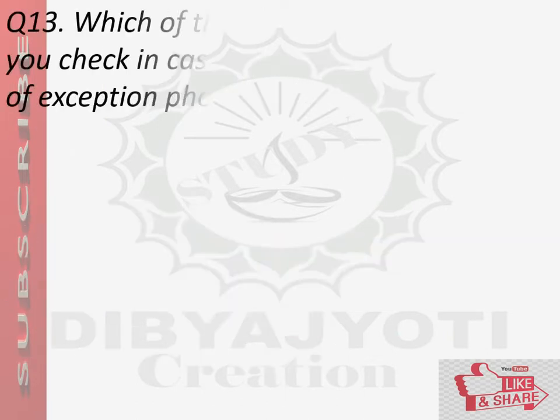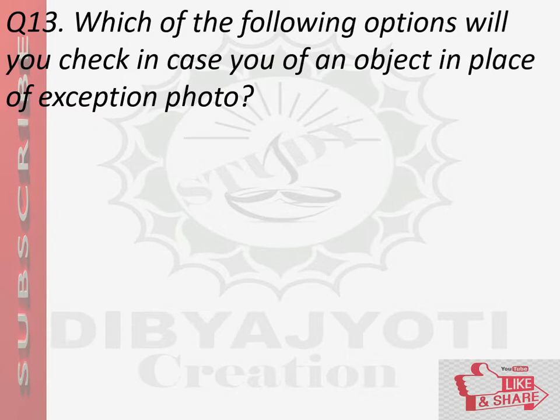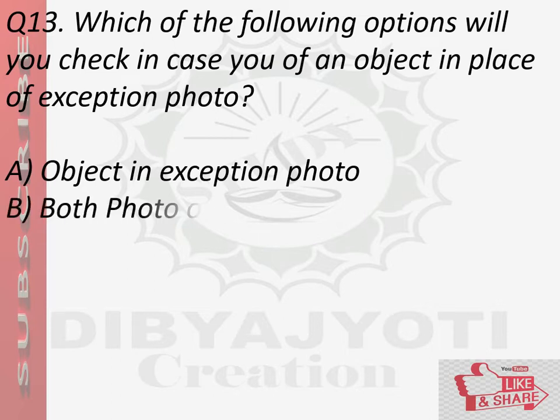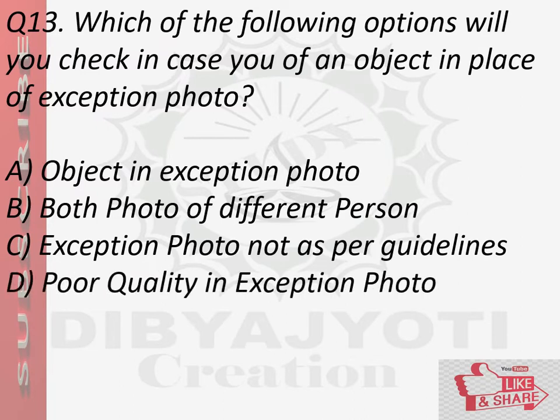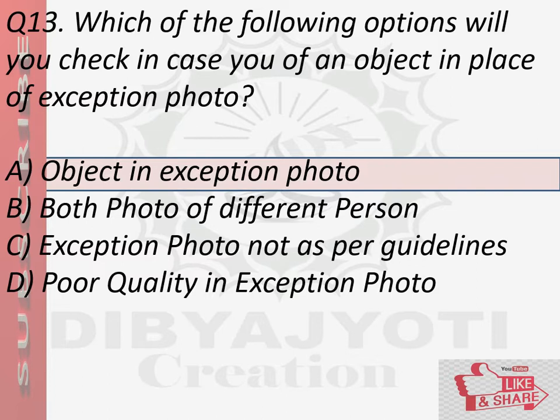Then next, which of the following options will you check in case you see an object in place of the exception photo? Options are: Option A, object in exception photo. Option B, both photo of different person. Option C, exception photo not as per guideline. Option D, poor quality in exception photo. And the answer is object in exception photo.